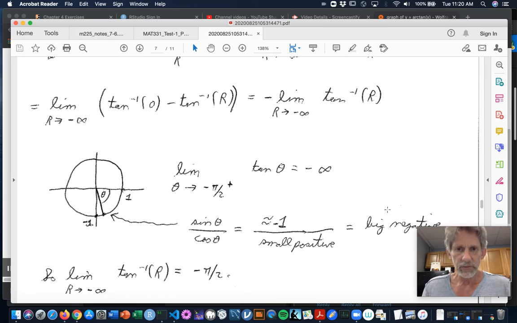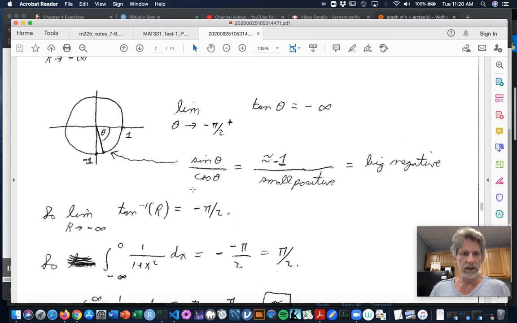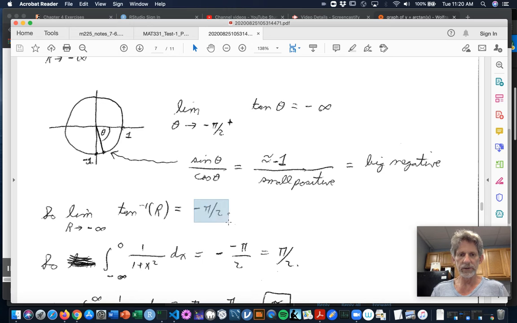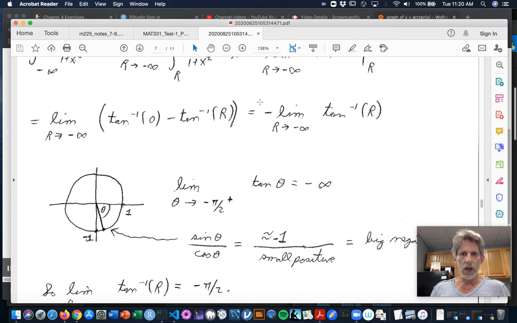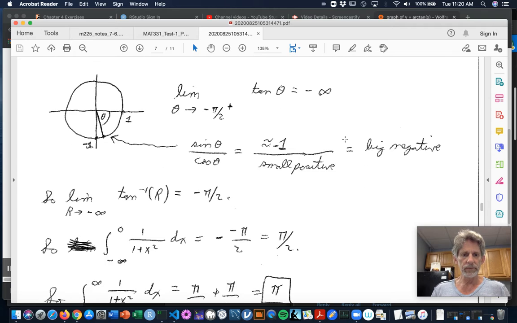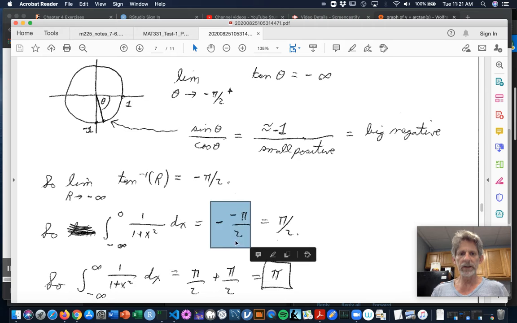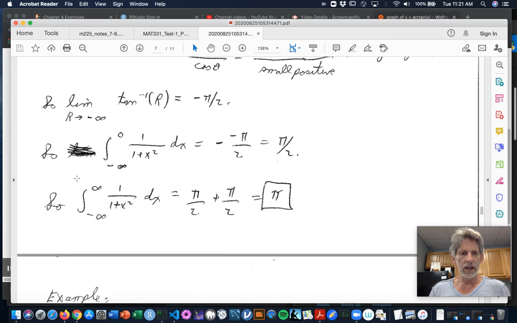So sure enough, if you're looking for big negative tangents, you've got to be looking at angles that are close to minus pi over 2. And so as r goes to minus infinity, tangent inverse of r is headed to minus pi over 2. Now, we were looking for minus that limit. And so our improper integral is minus that limit. It's plus pi over 2. So we got pi over 2 on both sides. The total area underneath the curve is 2 pi over 2's. That's pi.